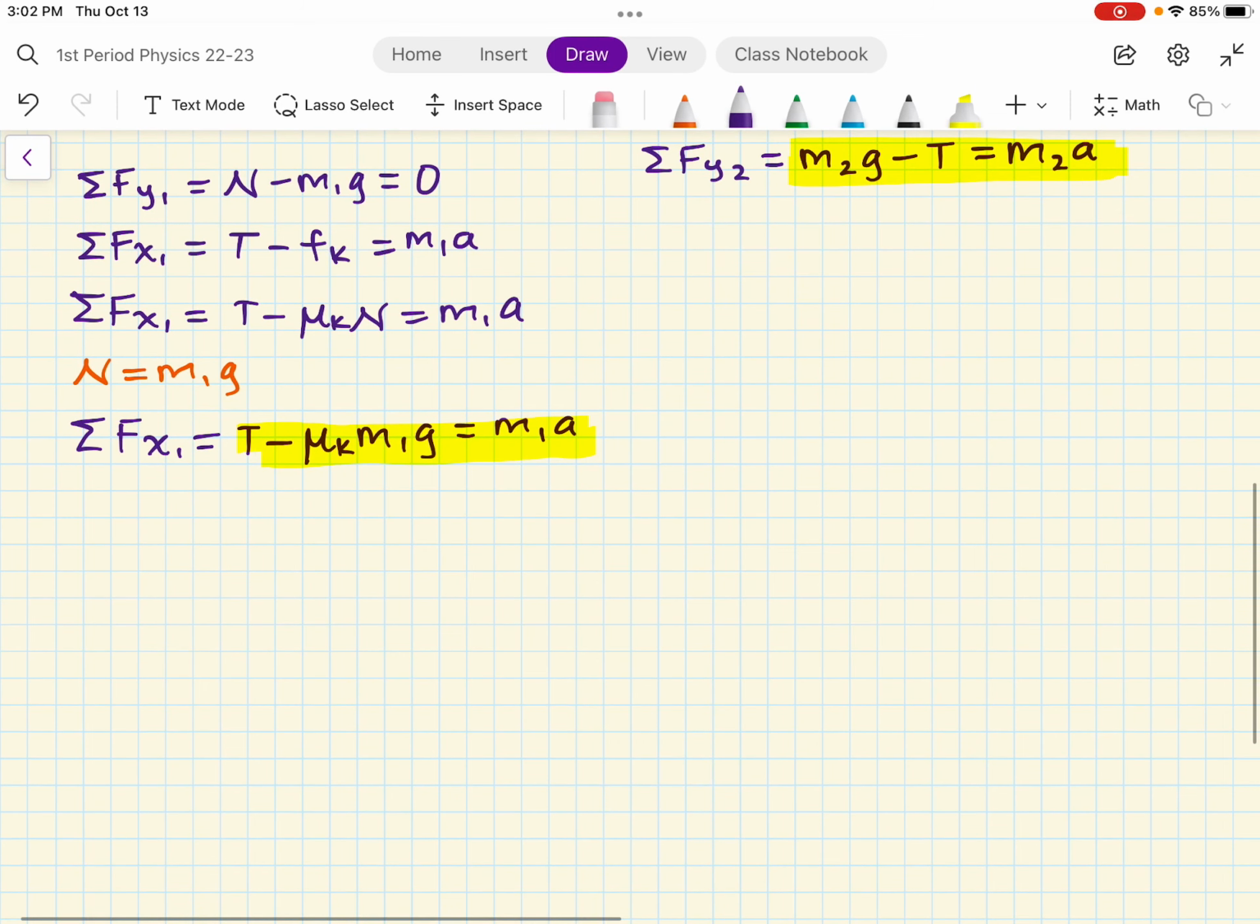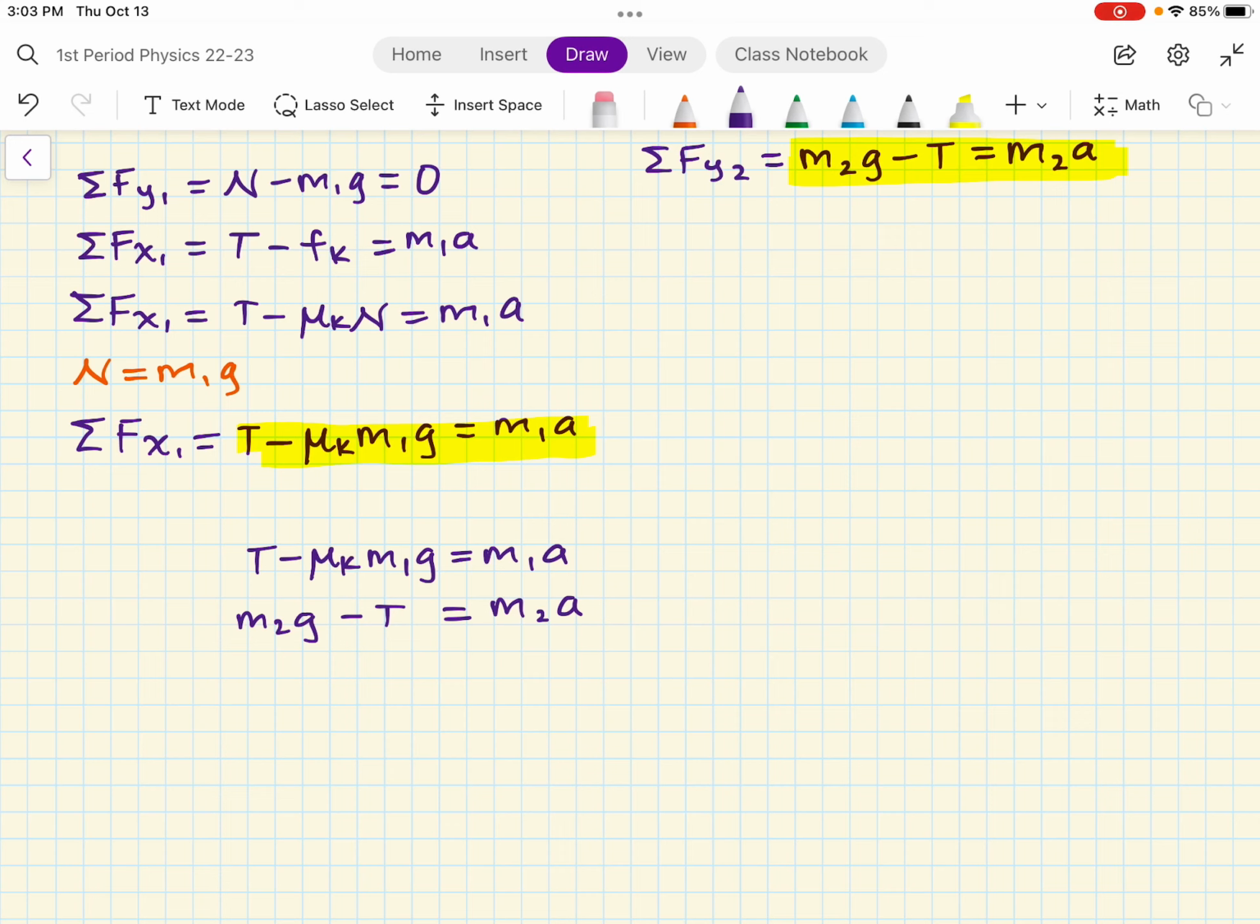We have tension minus coefficient of kinetic friction times m1g is equal to m1 times a. And then we have m2g minus tension is equal to m2 times a. So we don't know tension and we don't know acceleration. We do know g and both masses as well as the coefficient of kinetic friction.